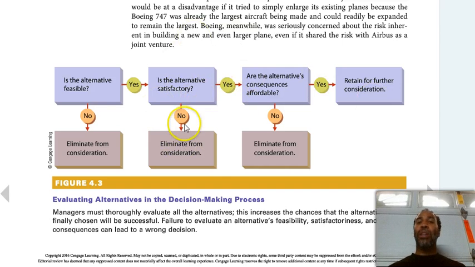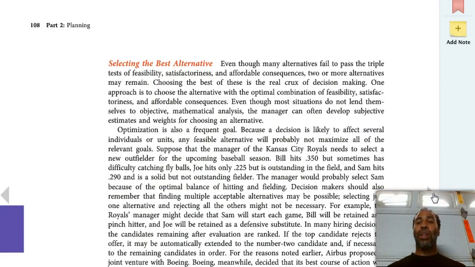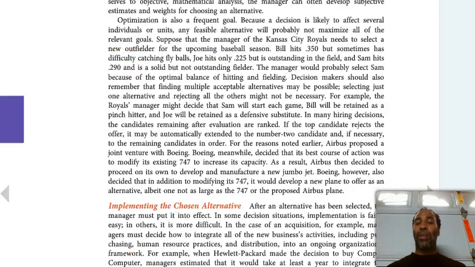Can you imagine if your manager went through this process on every decision that they made, right? Or if you are the manager, can you imagine if you did so? Wouldn't there be less likelihood that you would come up with the wrong decision, and you would have a lot more success, right? Evaluating alternatives in the decision-making process. Managers must thoroughly evaluate all alternatives. This increases the chances that the alternative that is finally chosen will be successful. Failure to evaluate an alternative's feasibility, satisfactoriness, and consequences can lead to the wrong decision. And we don't want to make the wrong decision. We want to make the right decision. We want to be celebrated by our managers and bosses, and get raises and all kinds of good things.